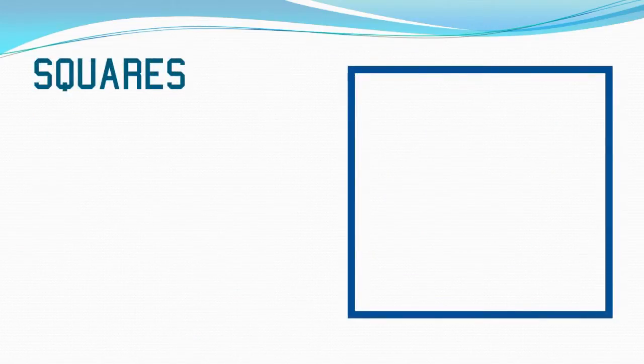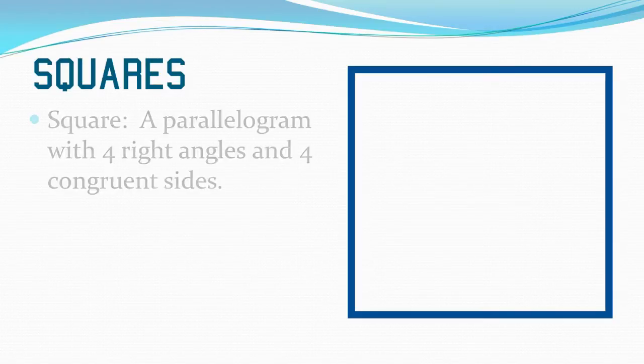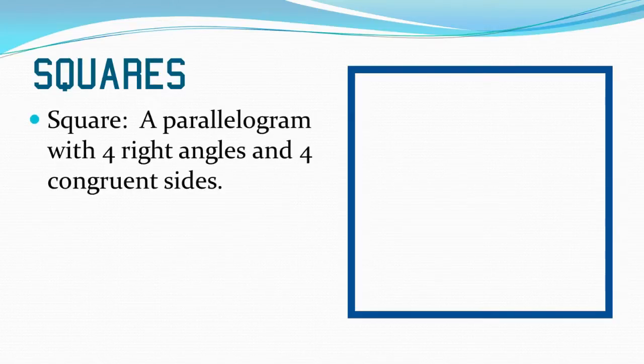Squares are a very specific shape. A square is a quadrilateral. It has 4 sides. It's a parallelogram. It has 2 sets of parallel sides. It's also a rectangle because it has 4 right angles. However, it's also a rhombus because it has 4 congruent sides.